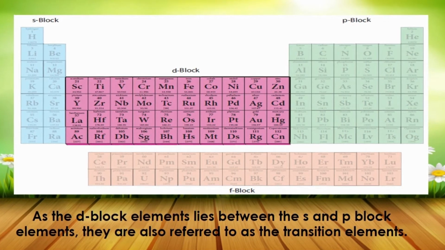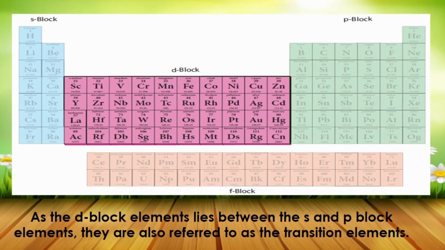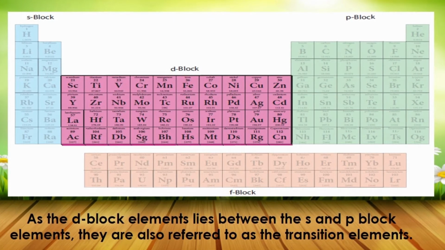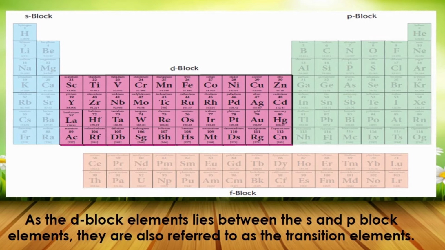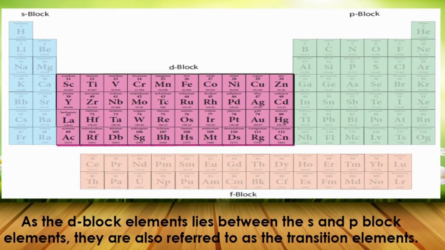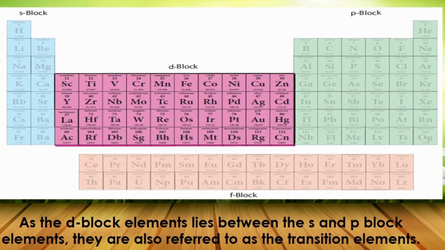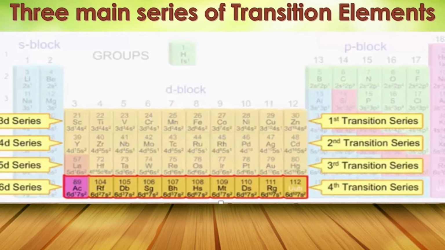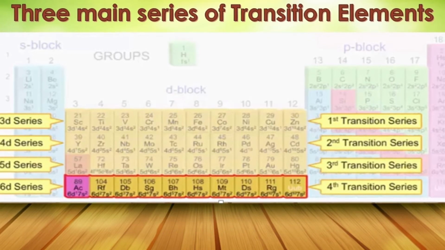This is because they have properties between the highly reactive metallic elements of S block, which typically form ionic compounds, and the metals of P block, which are largely covalent. There are three main series of transition elements.